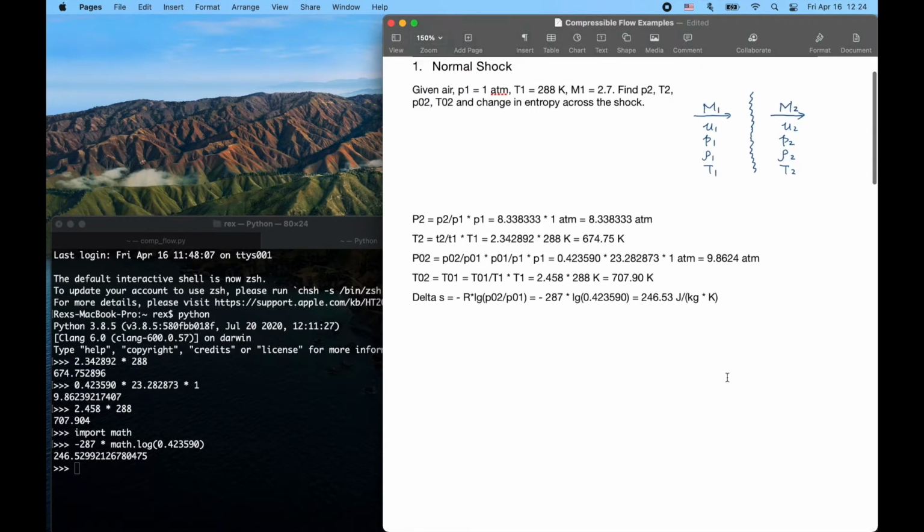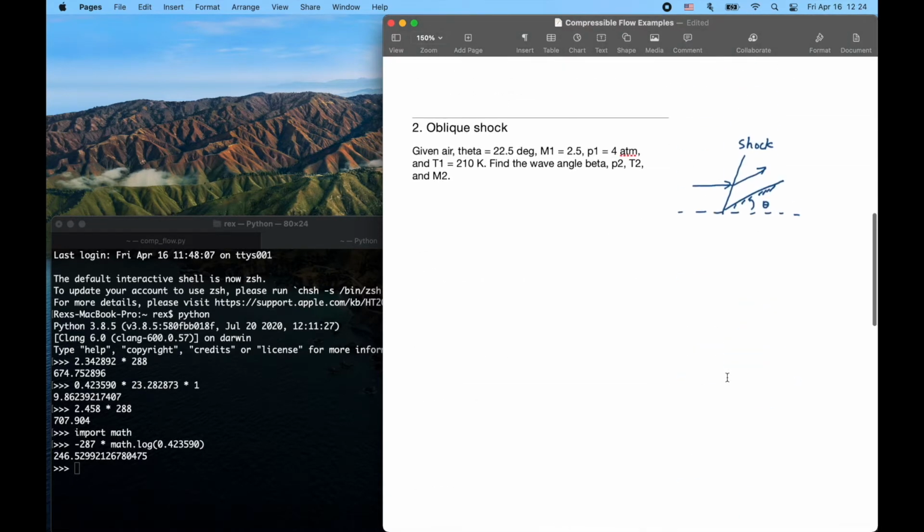Okay, let's move to the second question. It's about oblique shock. So we know theta, we know M1, we know the static pressure before the shock, and we know the temperature. Let's find wave angle beta, P2, T2, and Mach number 2. So beta is coming from the relation between Mach number, theta, and beta.